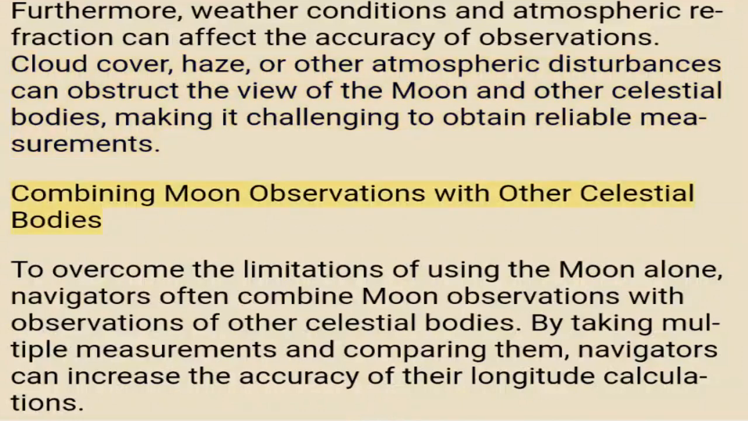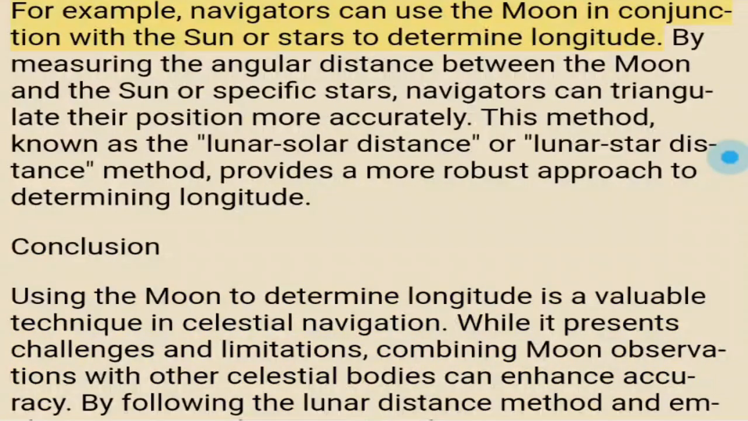Combining moon observations with other celestial bodies. To overcome the limitations of using the moon alone, navigators often combine moon observations with observations of other celestial bodies. By taking multiple measurements and comparing them, navigators can increase the accuracy of their longitude calculations. For example, navigators can use the moon in conjunction with the sun or stars to determine longitude.